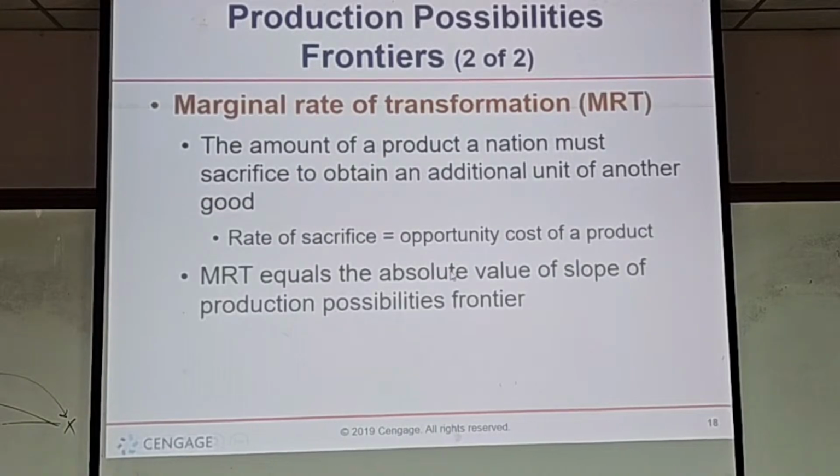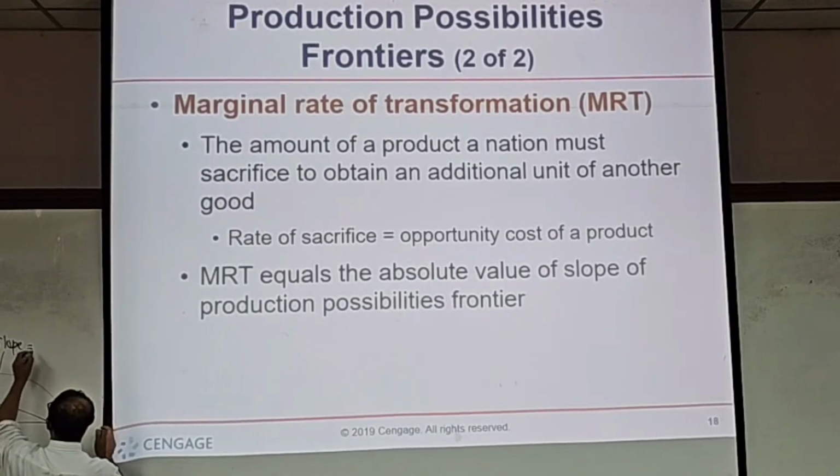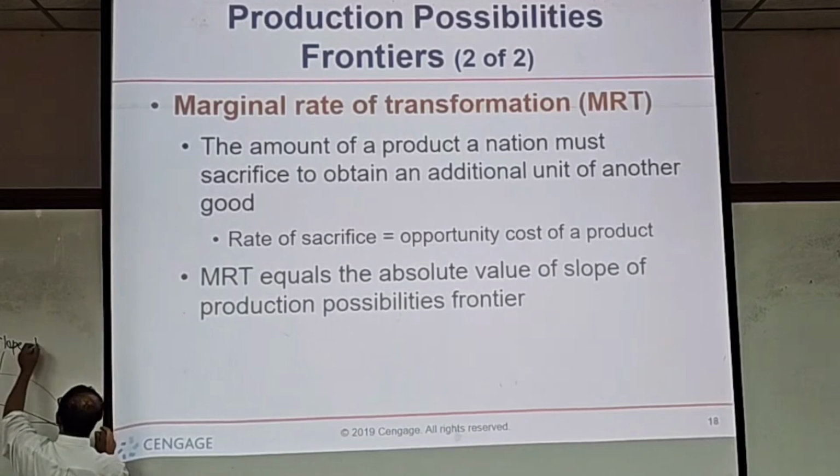Marginal rate of transformation is MRT: the amount of product a nation must sacrifice to obtain an additional product. The rate of sacrifice is opportunity cost. This equals MRT.